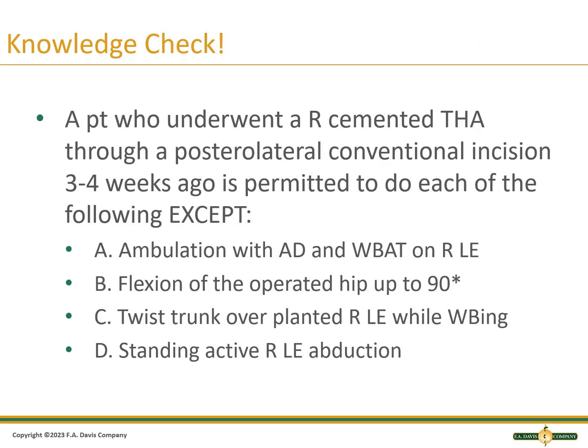Knowledge check time. A patient who underwent a right cemented total hip arthroplasty through a posterolateral conventional incision 3 to 4 weeks ago is permitted to do each of the following except: A. Ambulation with an assistive device and weight bearing as tolerated on the right lower extremity. B. Flexion of the operated hip up to 90 degrees. C. Twist trunk over the planted right lower extremity while weight bearing. D. Standing active right lower extremity abduction. Pause now to think.